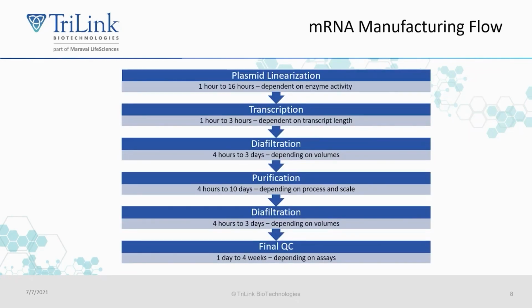Here is the standard mRNA manufacturing flow. We're going to start with the plasmid linearization step, where we take circular plasmid and digest to a linear template. Then we move into transcription. In the transcription, you will have a variety of proteins and NTPs, including T7 polymerase, RNase inhibitor, pyrophosphatase, nucleotide triphosphates, cap analogs, and potentially modified bases.